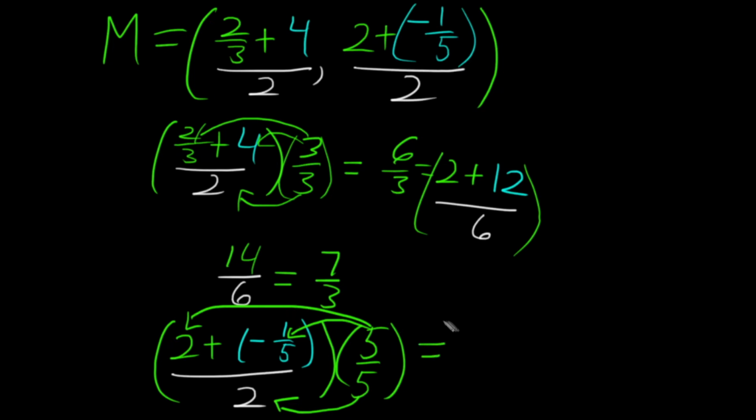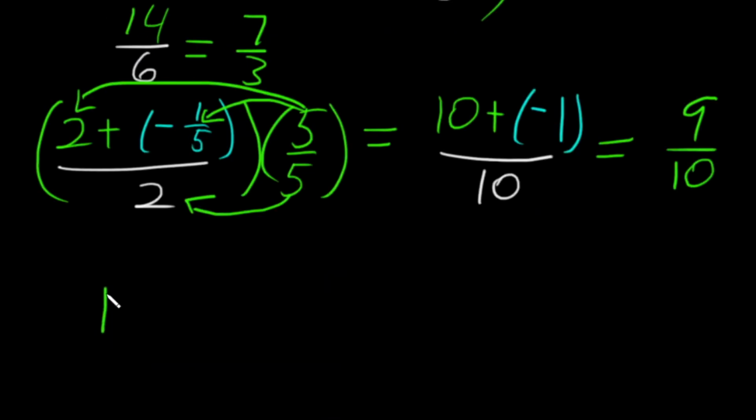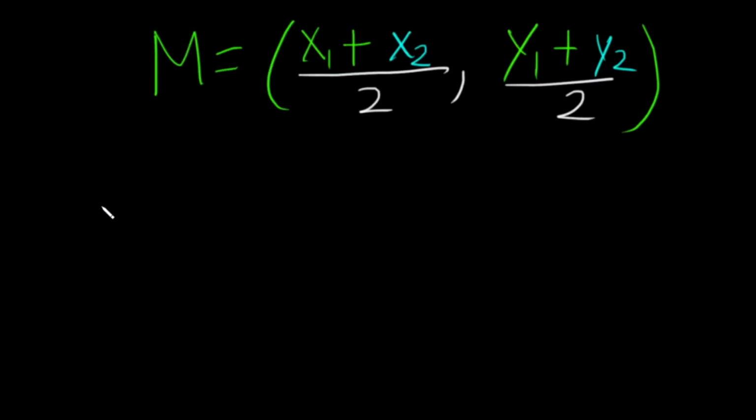This now gives us 5 times 2 is 10, and then plus -1/5 times 5, the 5s would cancel, and we're left with a -1. Now we just have to divide by the 2 times 5, which is 10, and simplify. 10 plus -1 is 9. We have 10 underneath, and that's as much as we can simplify the y point. Therefore, the midpoint in this problem is 7/3, 9/10.